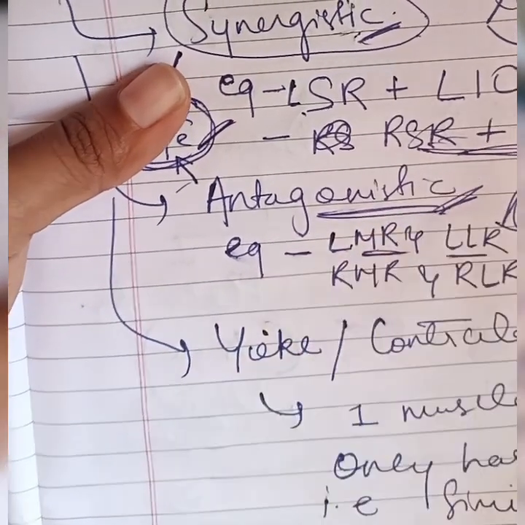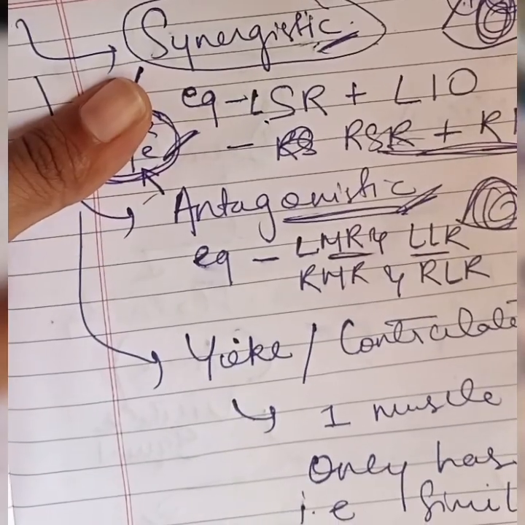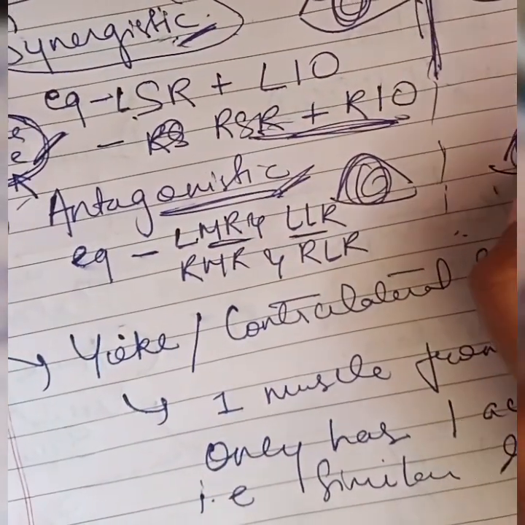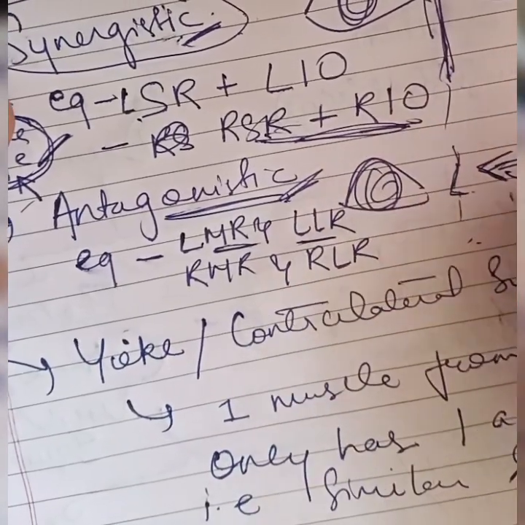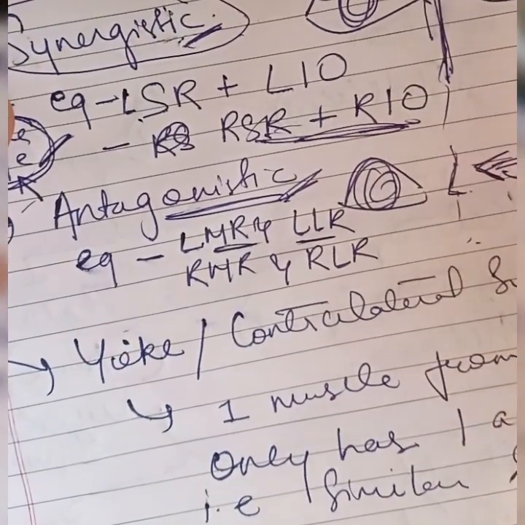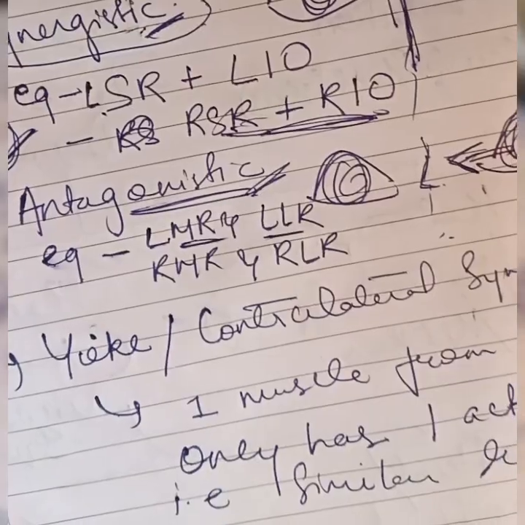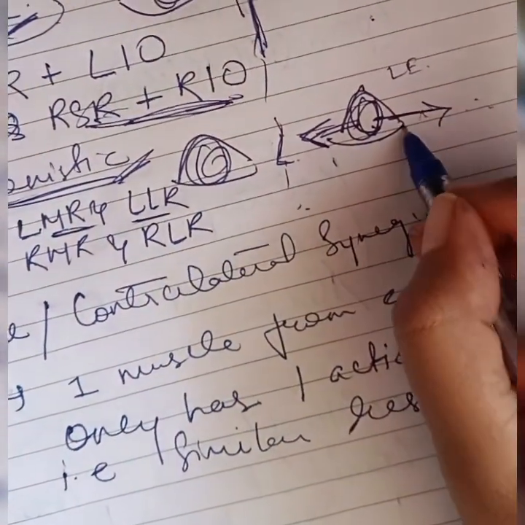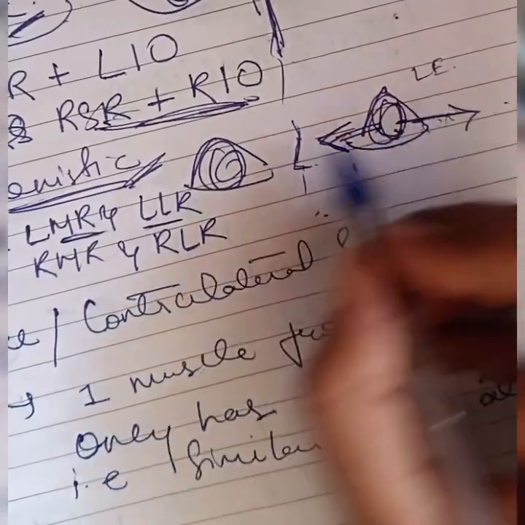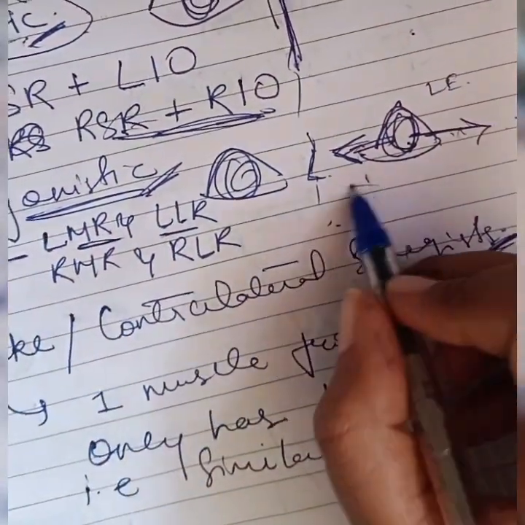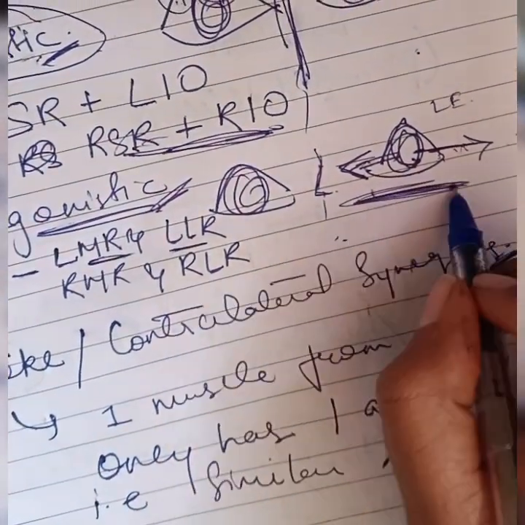left medial rectus and left lateral rectus. So if this is your left eye, then with your left medial rectus, the eye movement would be over here towards the middle line, and over here it would be away from the middle line. So these are two muscles which are in the same eye, but they have opposite antagonistic actions.